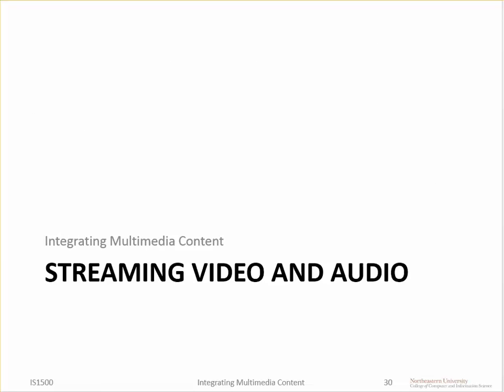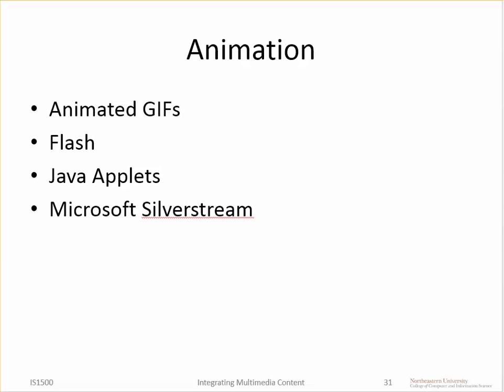Let's take a few minutes and look at streaming of video and audio. So besides adding images to improve our websites, we can also add video and audio. Video is a type of animation. Now animations you can also build in a lot of other ways. You don't necessarily have to use video. In fact, we just saw a few minutes ago animated GIFs as a way of building very simple animation loops. You can also use Flash, Java applets, or Microsoft Silverlight. Although the last three are really not recommended anymore, you're much better off using animated GIFs or HTML5 mechanisms.